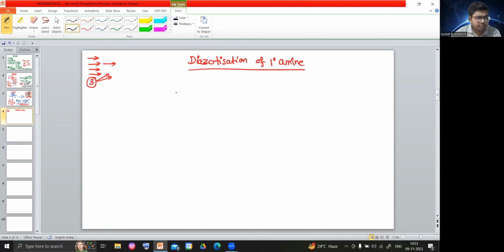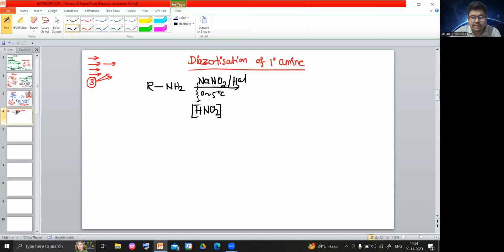In diazotization of primary amine, the concept is there is a reaction called diazotization reaction. What happens here? A 1 degree amine is taken, suppose RNH2. This is primary amine because nitrogen is attached with one carbon only, so 1 degree. And the reagent is NaNO2, HCl, and temperature is low, generally 0 to 5 degrees Celsius. These two reagents, NaNO2 and HCl, inside the reaction, they form nitrous acid, HNO2.